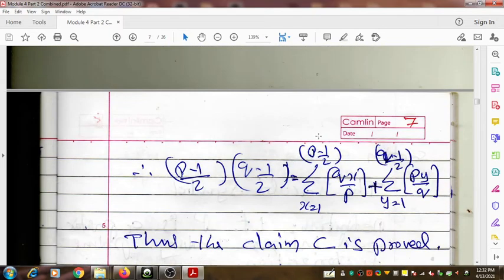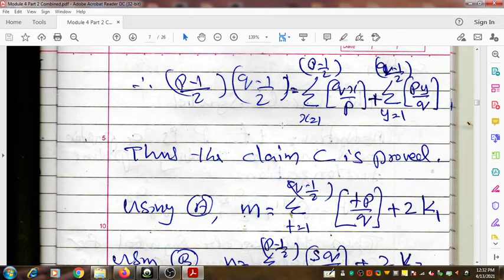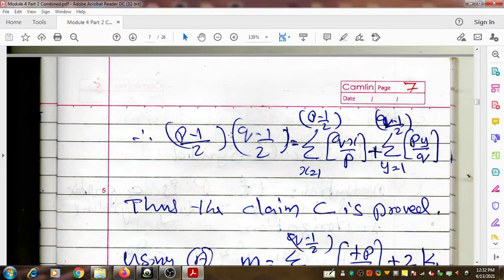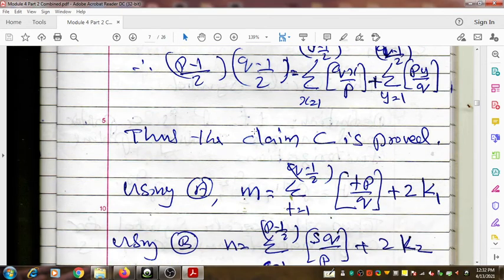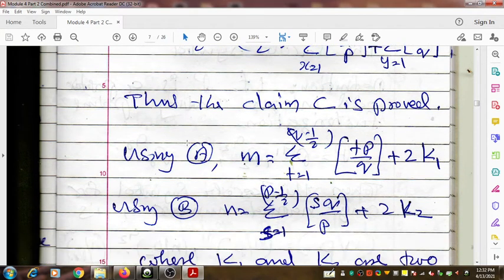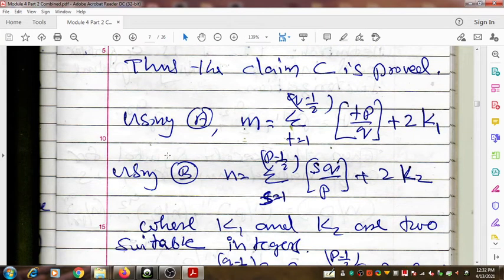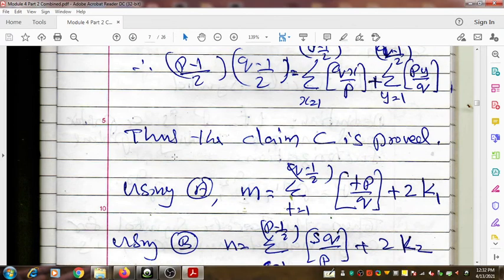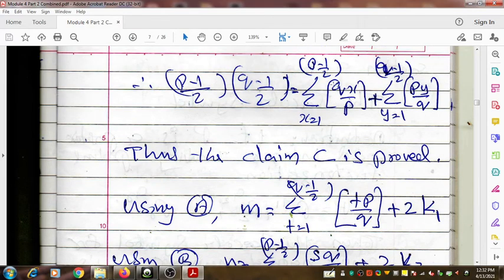So adding the values, negative and positive values, we get that the total number of function values is equal to the summation sigma [qx/p] plus sigma [py/q], and that quantity is equal to (p minus 1)/2 into (q minus 1)/2. And this is the proof of the claim. Okay, next, therefore this sum is equal to this quantity.